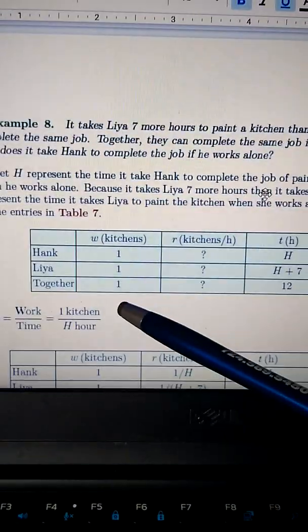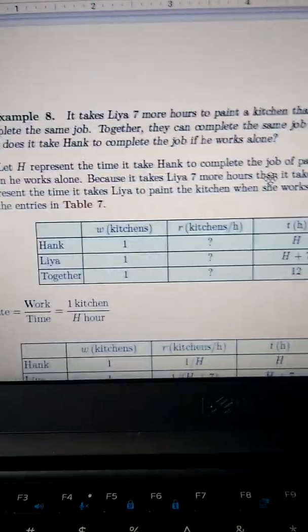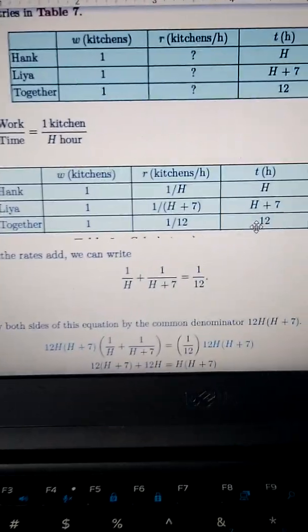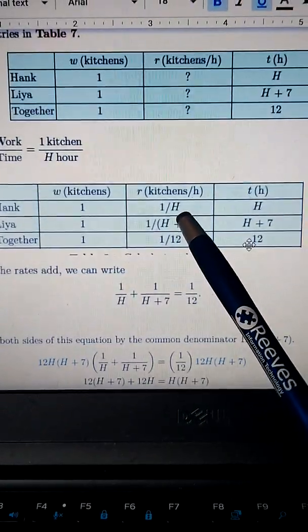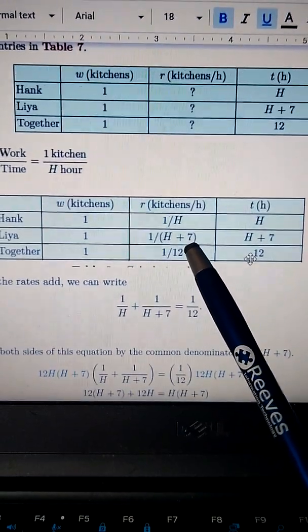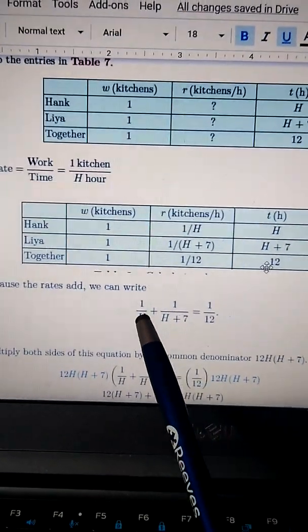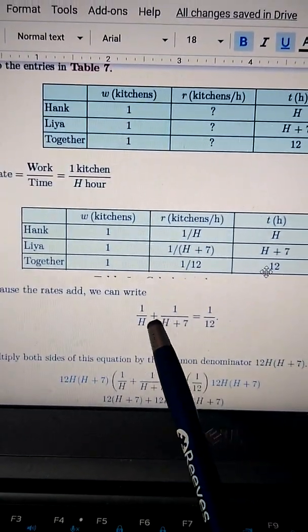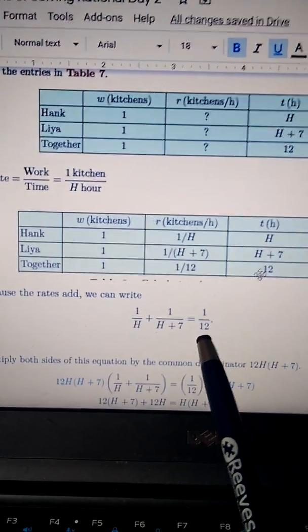So how would those rates work? Well, again, the rate is work divided by time, one kitchen divided by how much time. So we're going to take one kitchen for Hank divided by H, his unknown time. Laia is 1 divided by H plus 7, her unknown time. And together we know it takes them 12 hours, so 1 over 12. So since the rates add together, Hank's rate plus Laia's rate has to equal the total rate of 1 over 12.